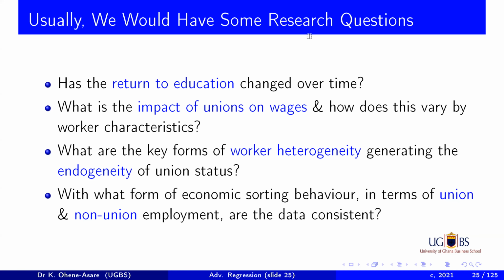What are the key forms of worker heterogeneity generating the endogeneity of the union status? So what this means is that, exactly, thank you, Isaac. Worker heterogeneity means that a worker might have some special difference of skills that another will not have. And that can bring about endogeneity, because endogeneity occurs when the independent variable is highly correlated with the regressors. Okay, that's endogeneity. And so it's important to be able to check that.